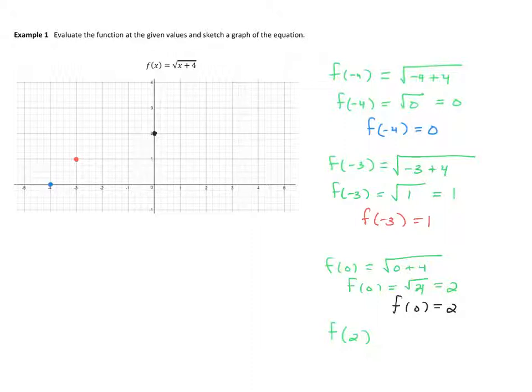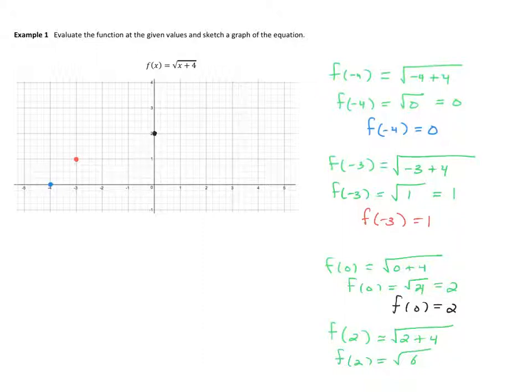And lastly, I chose to compute f of 2. That's the square root of 2 plus 4. So f of 2 is equal to the square root of 6. I'm not sure what this value is.